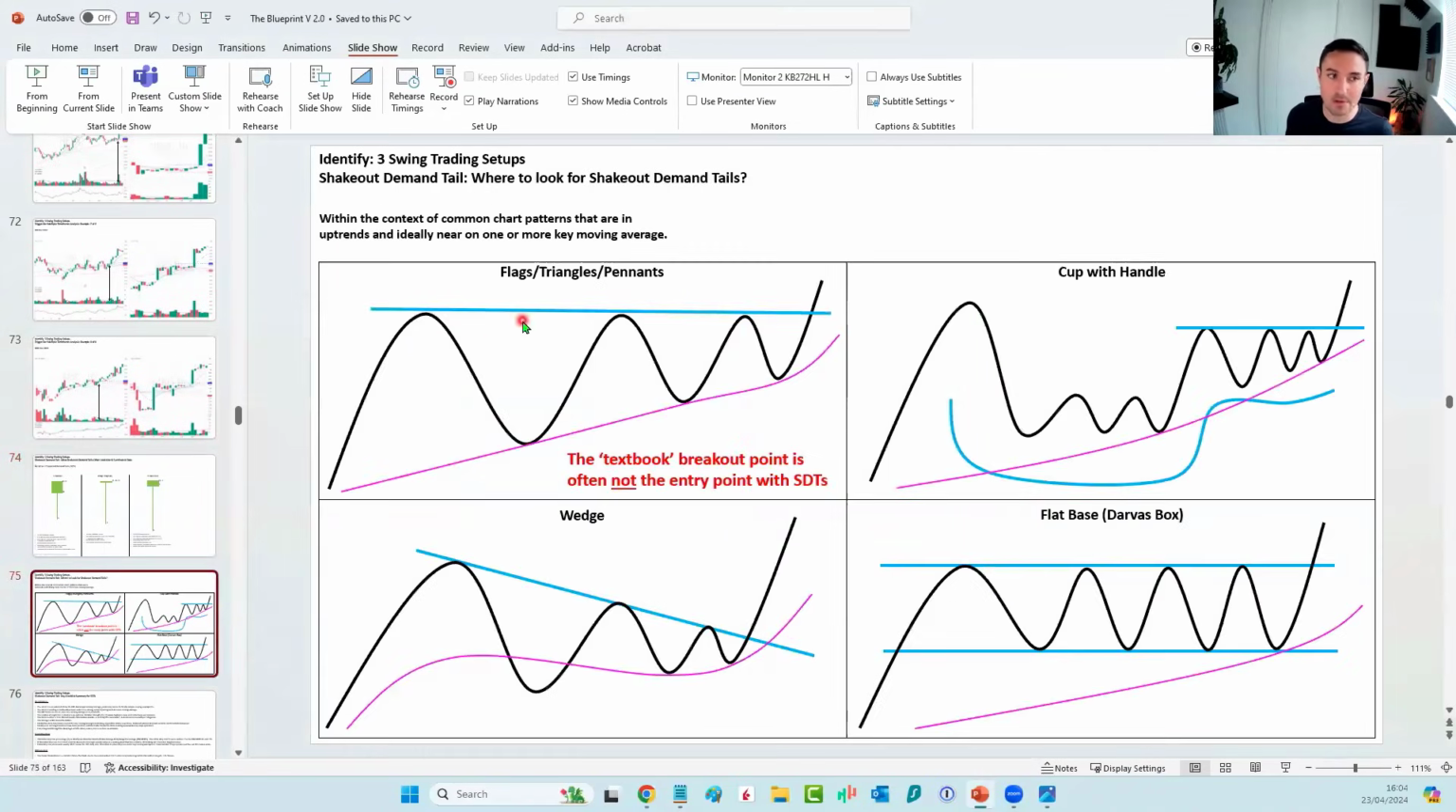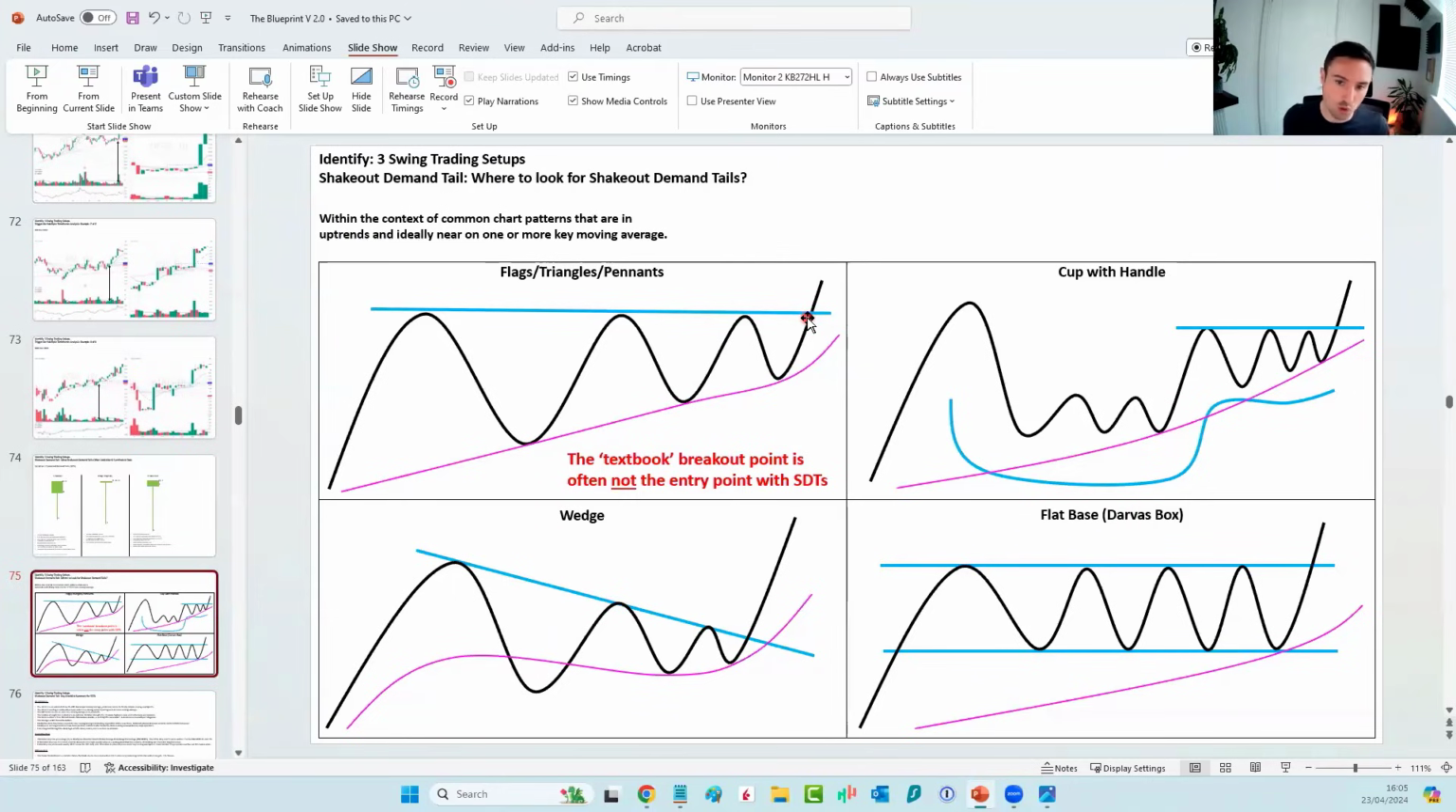So if we take a look here, I'm looking at these shakeout demand tails occurring, much like trigger bars that we did last week, in the context of common chart patterns. That's going to be flags, pennants, wedges, triangles, cup and handles, VCPs, Darvas boxes, flat bases, all of that good stuff. But oftentimes the shakeout demand tail is not occurring at the actual breakout point. Okay, it's not occurring right here at the breakout point. Oftentimes it's occurring towards the lows of bases, just underneath those kinds of levels. When a higher low is forming, we're going to bring in the context of shakeout demand tails on one or more key moving averages as well.